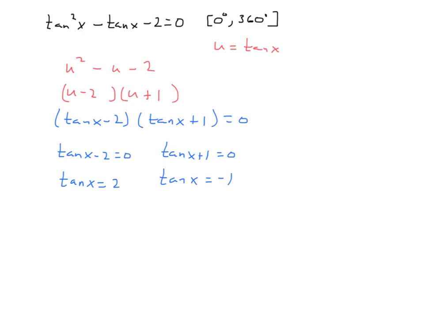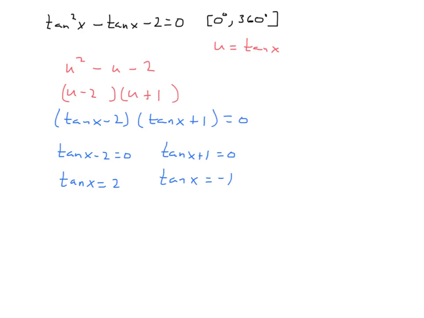When I replace the u with tangent x, I get tan x minus 2 times tan x plus 1 equals 0. Setting each factor equal to 0 and solving for the trig function, I get tangent of x equals 2 and tan x equals negative 1. And I want to find all the solutions from 0 to 360 degrees. Now we're going to deal with tan x equals negative 1 first, because that's one we've dealt with already.